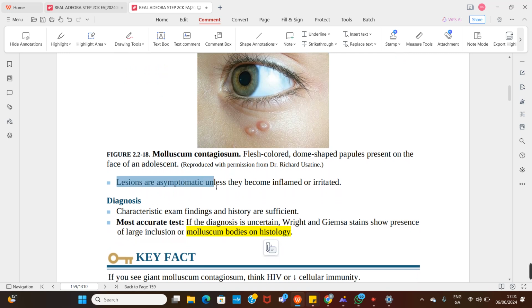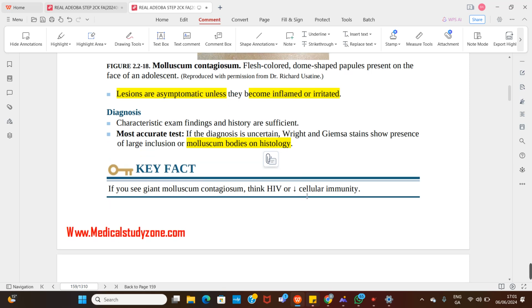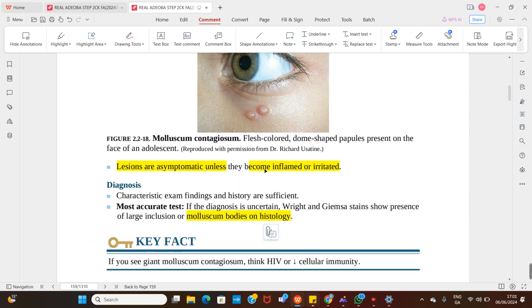The lesions are usually asymptomatic unless they become irritated or inflamed. So most of them are painless. Don't forget Kaposi sarcoma: painless, not pruritic, violaceous, purplish-pink plaques and nodules with lymphocytic infiltrate and spindle cells, in somebody with background immunosuppression. Just like here too, they are asymptomatic unless they are inflamed or irritated.